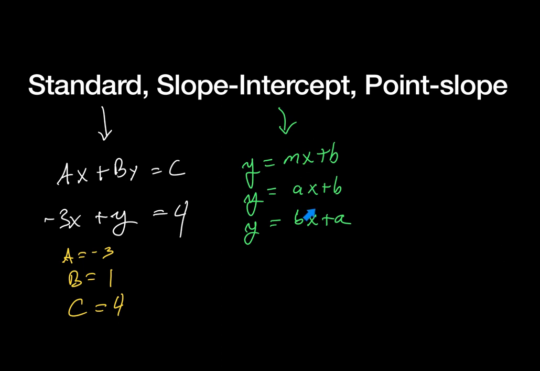The number in front of the x, the coefficient in front of the x, this is the slope. So no matter how it's written, these numbers are always the slope. And that means this constant number without a variable is the y-intercept.